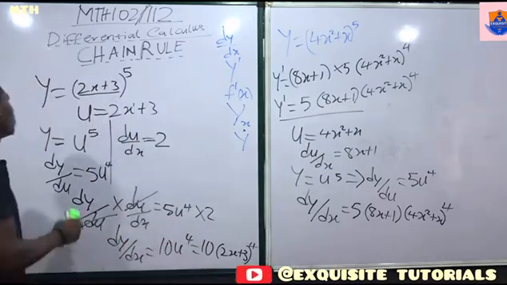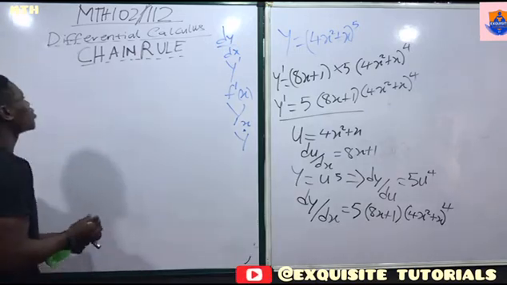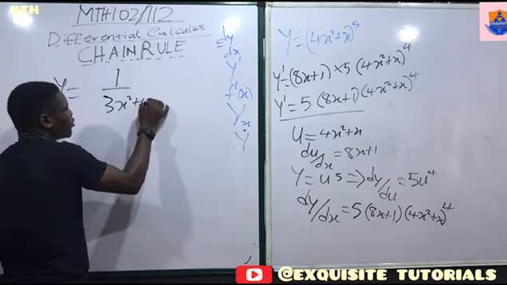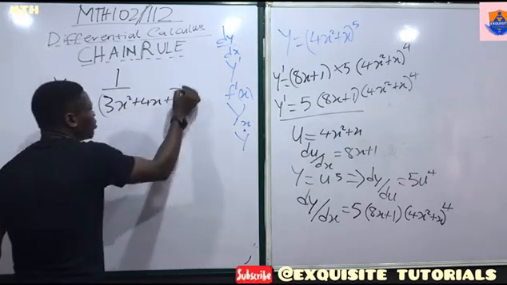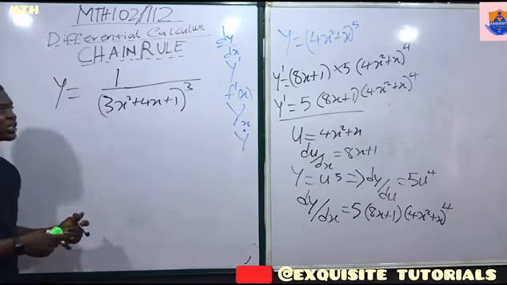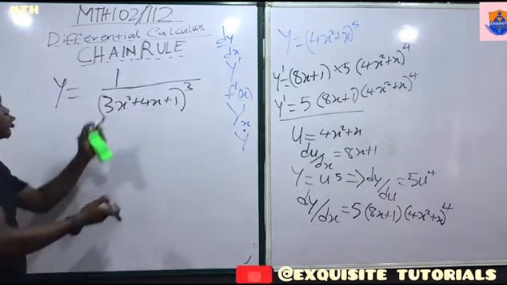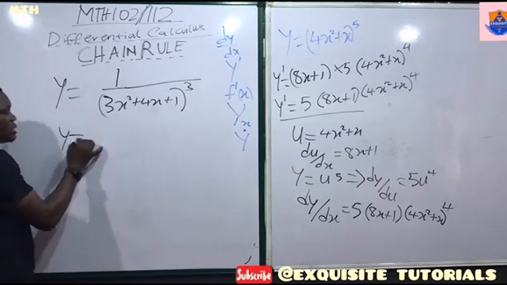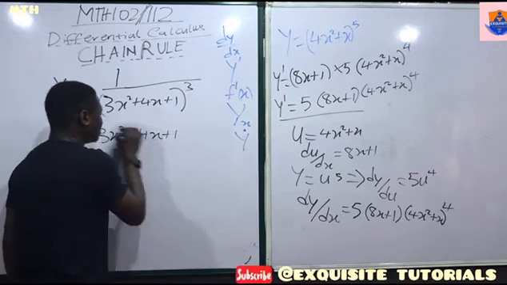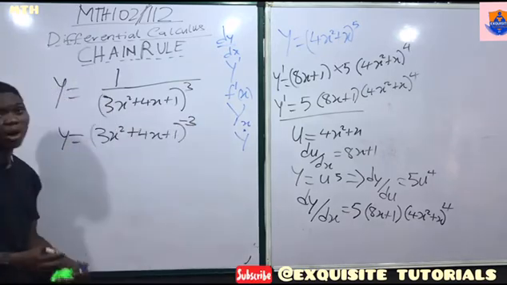Let's do more examples. Now suppose we have y equals 1 over (3x squared plus 4x plus 1) raised to power 3. Let's say we have a function of this nature. How do we find dy over dx? Now this function is the barrier here. So first of all, the first thing is to take this function up. So I can as well write this as 3x squared plus 4x plus 1, then because I have brought it up, this power becomes a negative power. That's from our rule of indices.